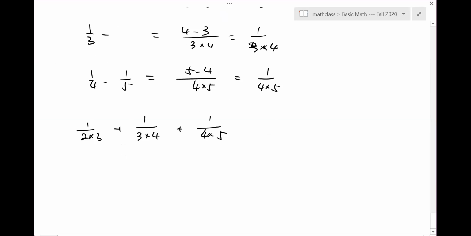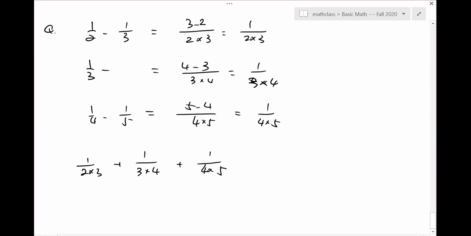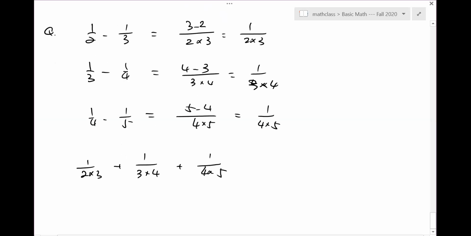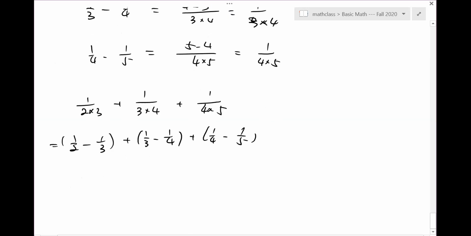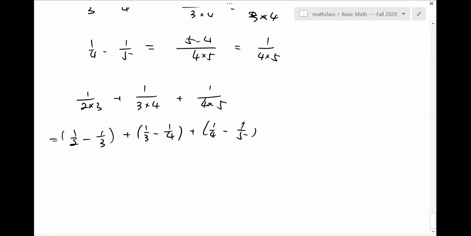If you add the 3 together, the best way to do it is to separate. Right? Then you will see all the terms in the middle cancel out. You only get this. Okay? Then you can say it is 5 minus 2 over 2 times 5, which is 3 over 10.